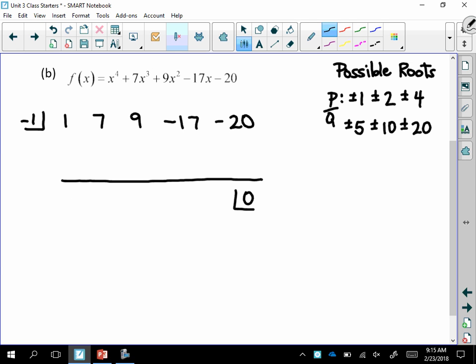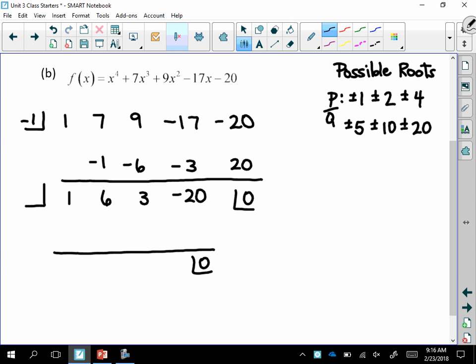Negative 1. Good. We have a remainder of 0. So that's only synthetic division one time. That brings us to a cubic function, so we want to try it again. So I need another number that works. Negative 4. Yep, that looks good. Okay, so far we have two zeros identified. We have negative 1 and we have negative 4.